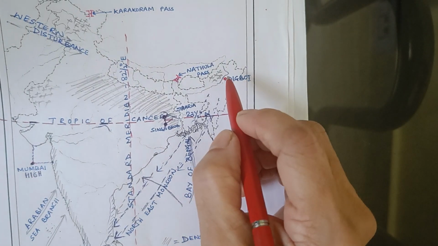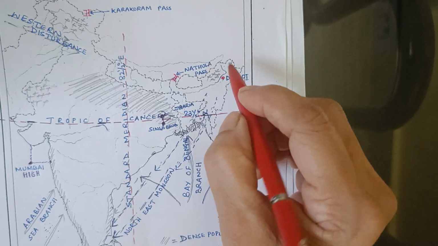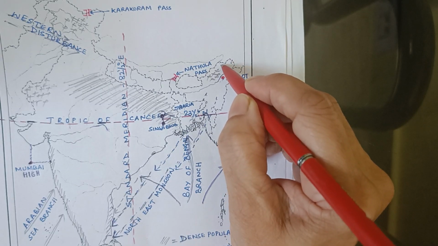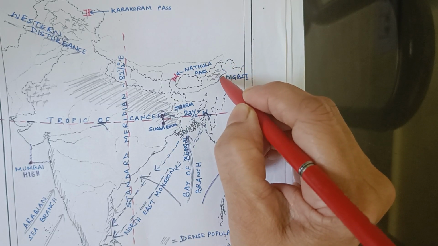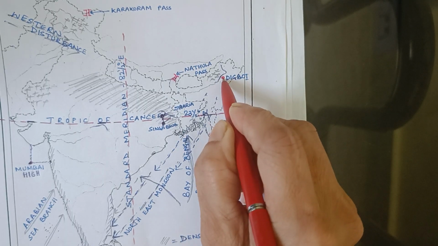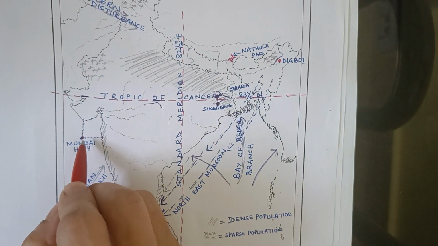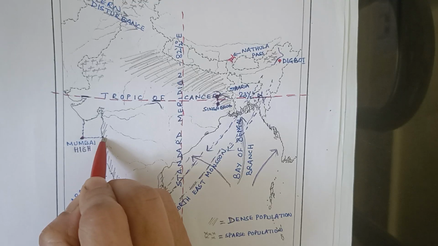The mineral resources. Dig Boy, the oil field. Now for the oil field Dig Boy, when you mark, this is Brahmaputra river, so where it is turning, this point is Dig Boy. Mumbai High, the offshore oil field. This is Mumbai.